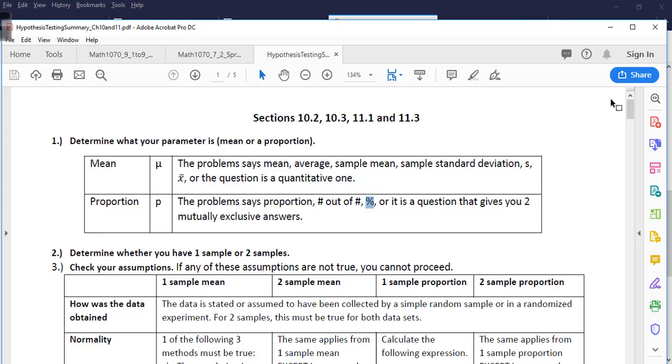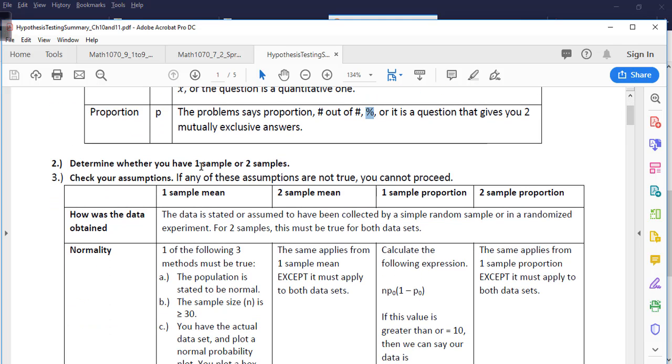Next, you need to determine whether you have one sample or two. One sample means that there is one group of individuals that you are studying. Two samples means there are two groups that you're studying and you're comparing these groups to each other. So two samples, you're looking for male and females, or before 1970 and after 1970, or you're looking at freshmen versus seniors. So you're comparing two totally separate groups to each other.